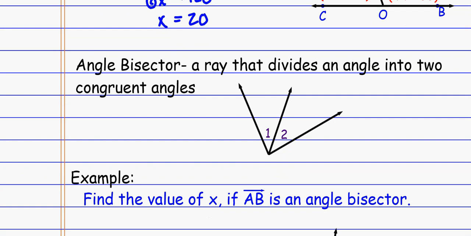The last relationship we're going to look at is an angle bisector. An angle bisector is basically a ray that divides the angle into two congruent angles. It's the same thing that we looked at when we looked at midpoint or segment bisectors. A midpoint or segment bisector cuts a segment into two congruent pieces. An angle bisector cuts the angle into two congruent pieces. It cuts it in half.